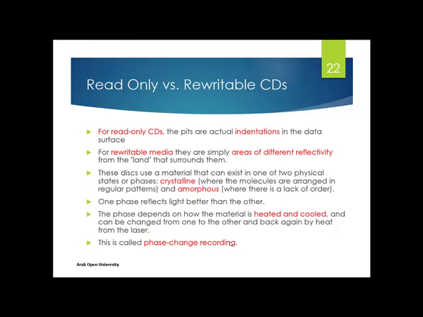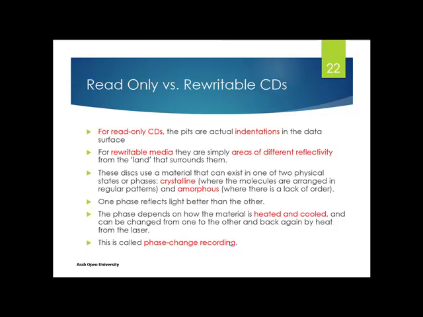material with different reflectivity, that has two states or two phases, which are crystalline and amorphous. One of these phases reflects light better than the other, and moving from one phase to the other is done by heating and cooling the material. So in this case we have a material that can exist in two phases. It is usually in one phase. By heating and cooling we can move it to the second phase, and then by doing another operation we can move it back. This is the principle called phase change recording.